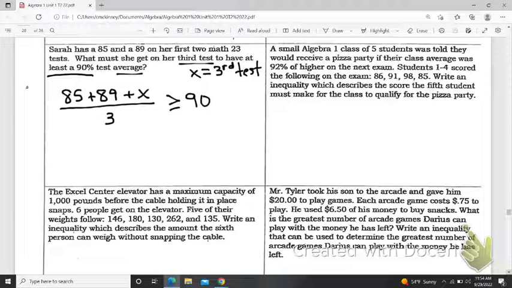So yes, you will multiply by 3 first, which basically tells us that she needs at least 270 total points.